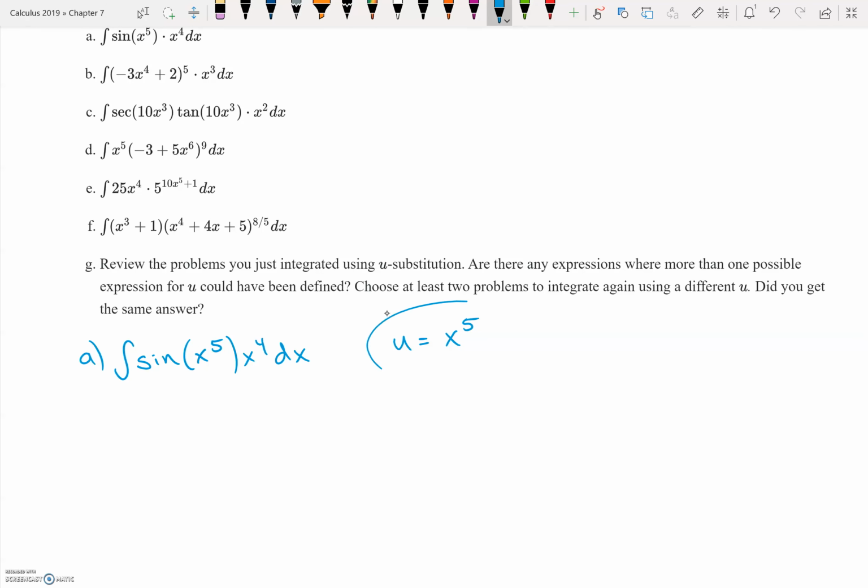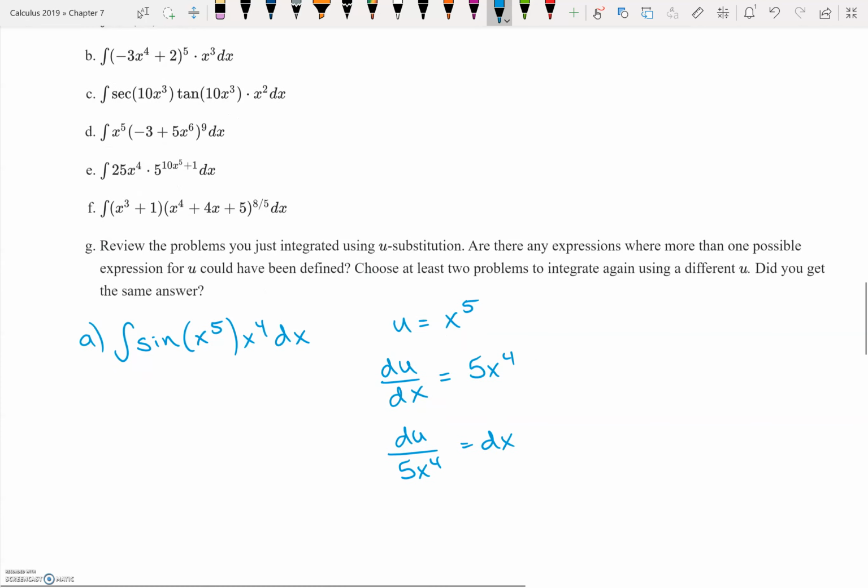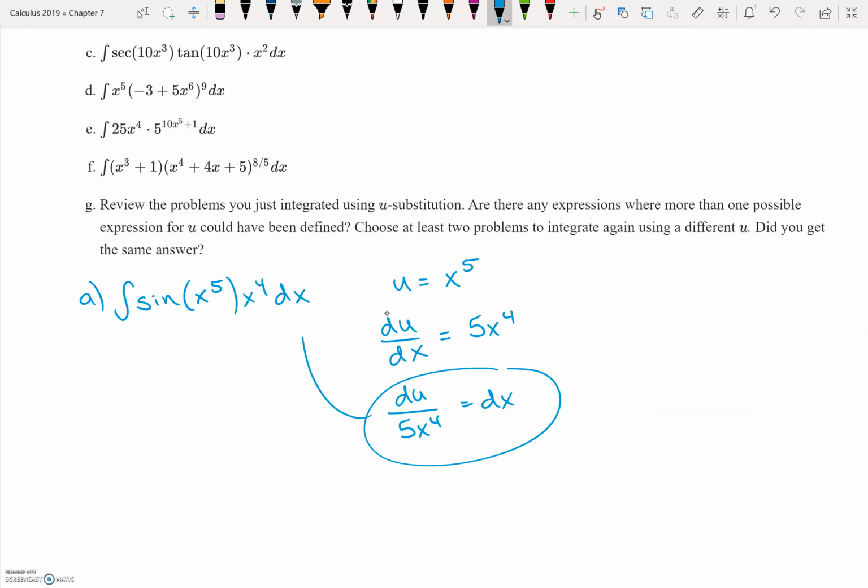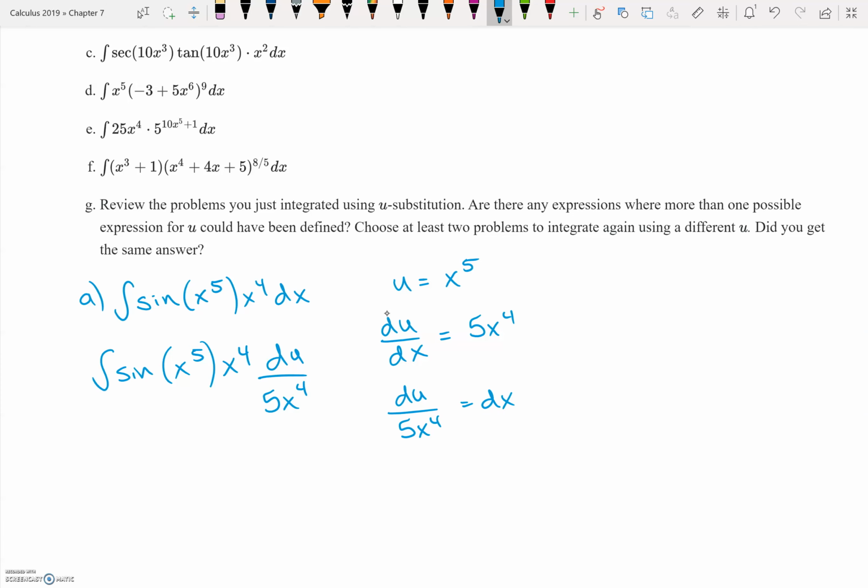Next, what we're going to do is we're going to take the derivative of this. So we're going to say du over dx equals 5x to the fourth. Now, I have a dx in here, so I'm going to solve this equation for dx, which means I'm just going to switch these two. So du over 5x to the fourth equals dx. Now, since this equals dx, I'm going to substitute this into our original equation. So I'll say the sine of x to the fifth, x to the fourth, du over 5x to the fourth.